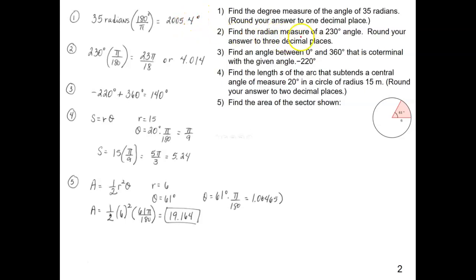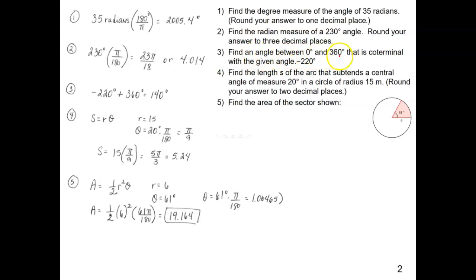The second one, find the radian measure for the 230 degree angle. So this one we'll multiply by pi over 180. Reduce that fraction and leave it like this, or if WebAssign asks for a decimal, you can give it in this form.